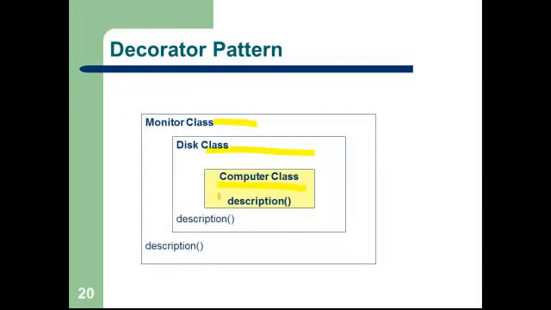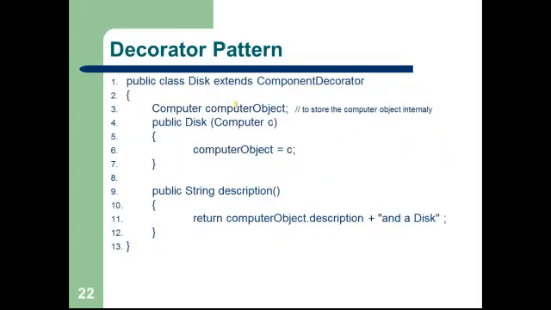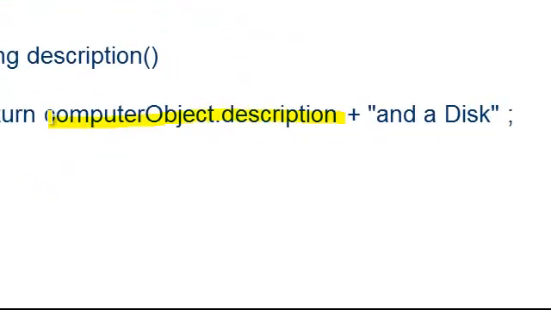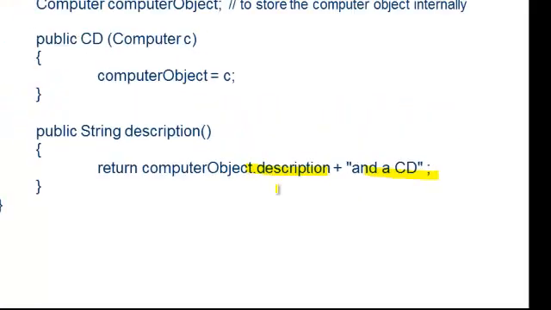So let's start by defining the component decorator itself, which extends computer, as outlined in the structure earlier. Notice it's an abstract class, and it has a method called description. Then we have a disk, which extends the decorator. Notice that it's going to call the description of the core object without any decoration and add the decoration. This is basically the decoration this class provides. And then we have a CD.